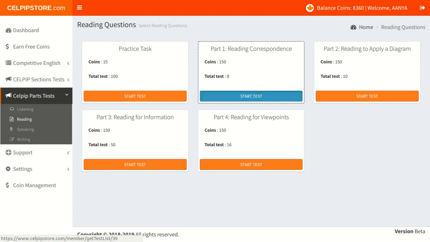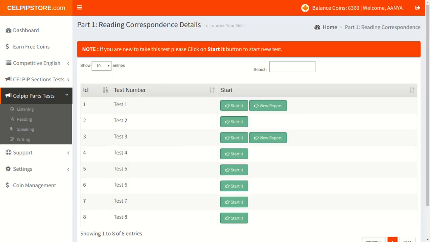In this task, you will read a message, which is on the left-hand side of your computer screen, and you'll have to answer in the response message using drop-downs, given on the right-hand side of the computer screen. Before we start the reading correspondence tutorial, you should know the tips and tricks for this task.